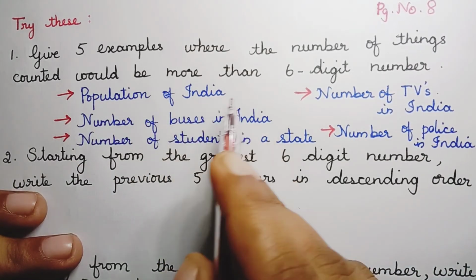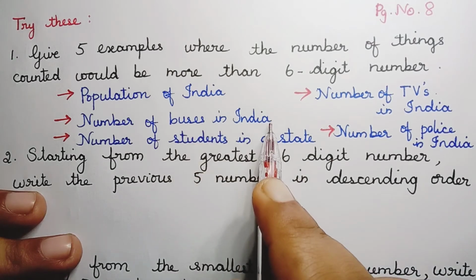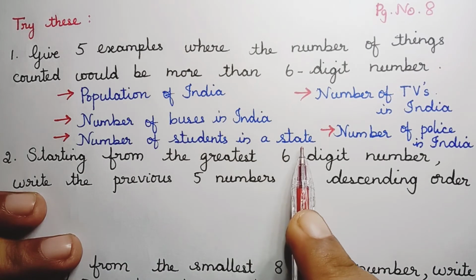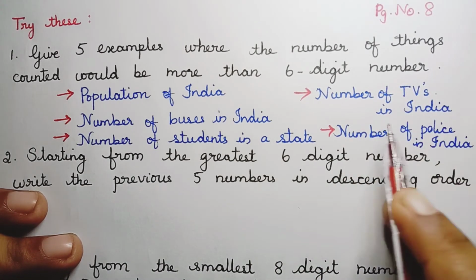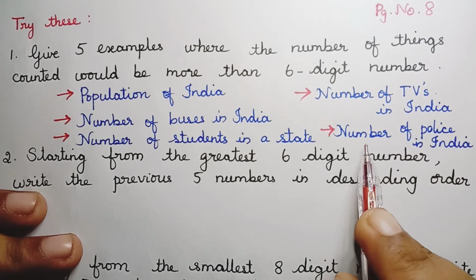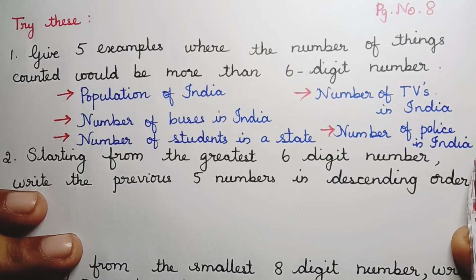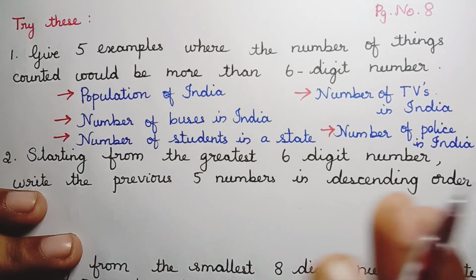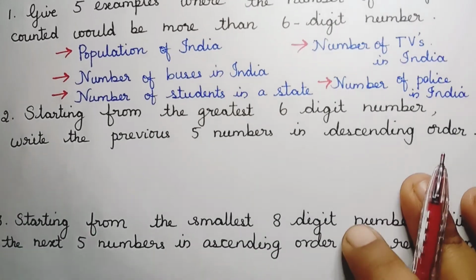Okay, I have given a few examples here. Population of India, number of buses in India, number of students in a state, number of TVs in India, that is televisions, number of police in India. Okay, you can write any 5 examples. So next question.